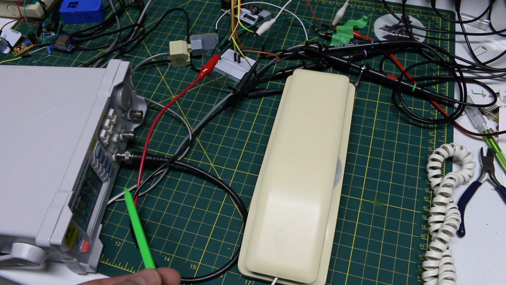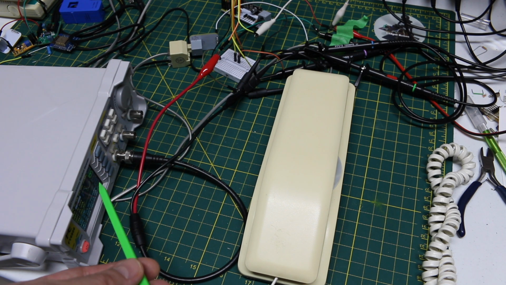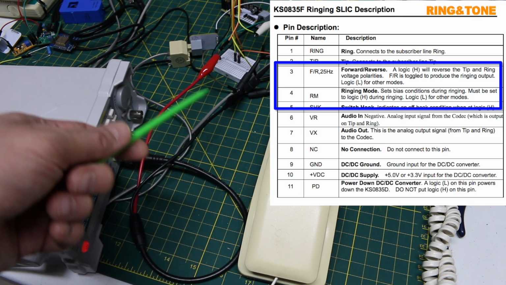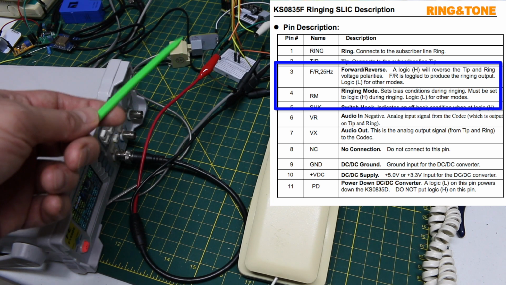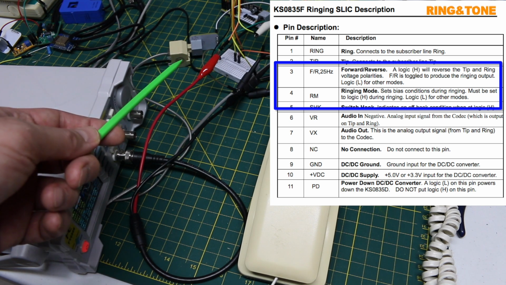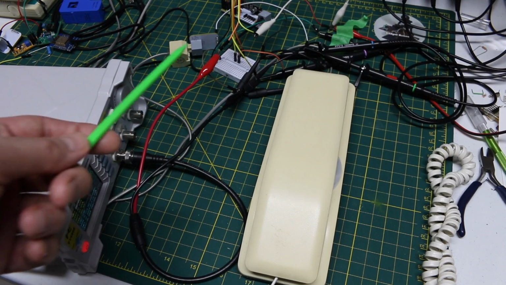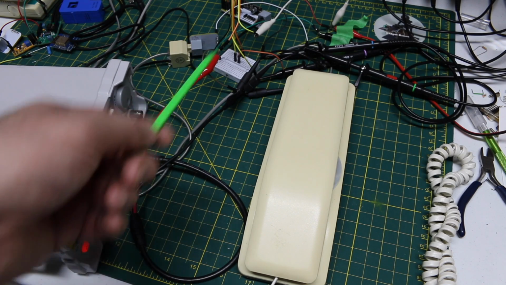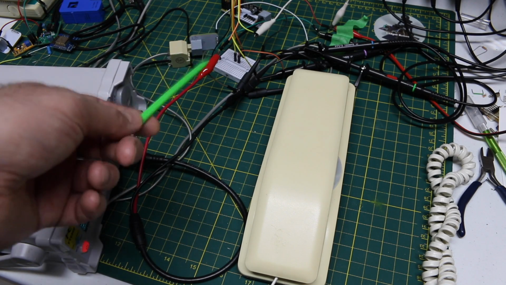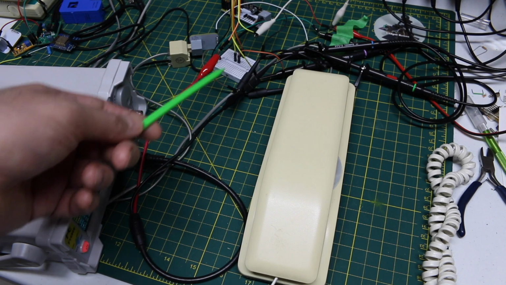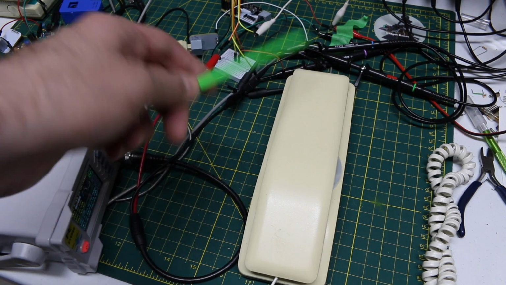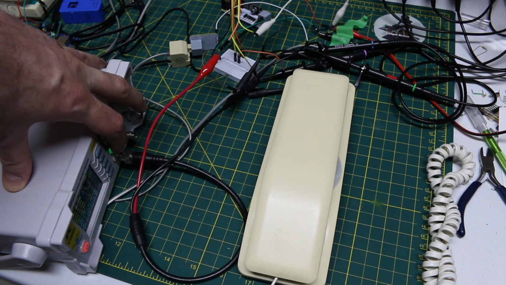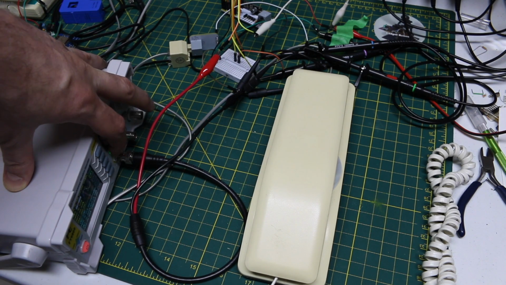I have a function generator set up to give 20 Hertz, logic level 5 volts. So that's going into the forward reverse pin on the module, and the ring mode pin is high because we want to be ringing the phone. So when I turn on the function generator and it starts toggling forward and reverse, it's going to put 70 something volts on the tip and ring of the phone line and alternating the polarity back and forth, simulating a 70 something volt ring signal.